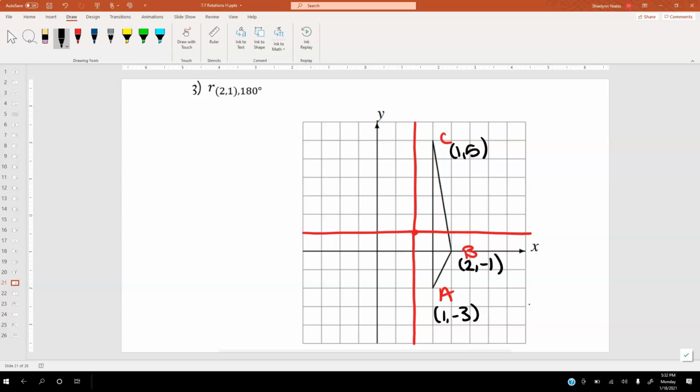So if I rotate 180 degrees, it doesn't matter the direction. I just flip the signs on both of them. So instead of at (1, -3), A prime will be at (-1, 3). So this is now A prime. B prime will be at (-2, 1). And C prime will be at (-1, -5). So there's my new rotated triangle.